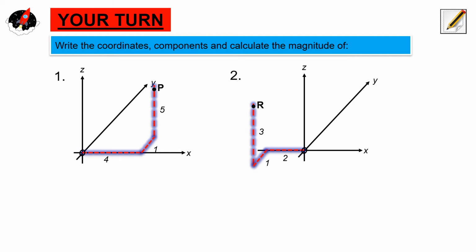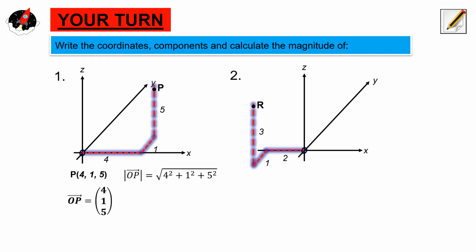Okay, let's have a look at question 1. So here, from the origin, we need to go 4 to the right, 1 forward and 5 up, so that gives us a coordinate of 4, 1, 5. The corresponding column vector would be OP, and that's just written 4, 1, 5 vertically.